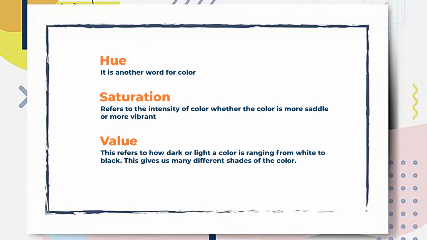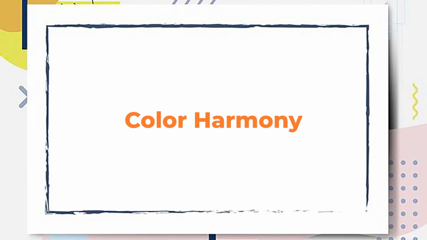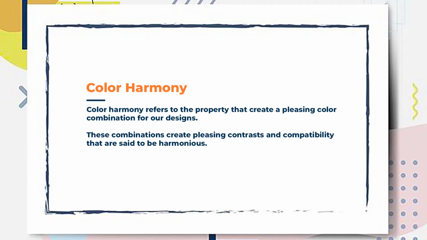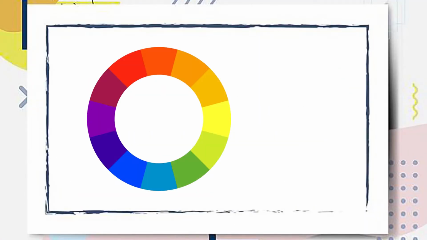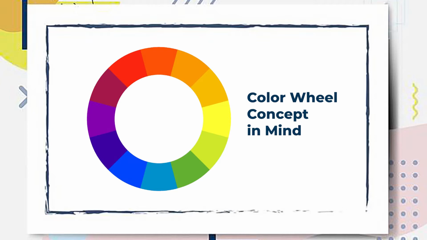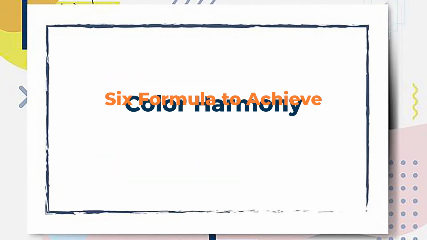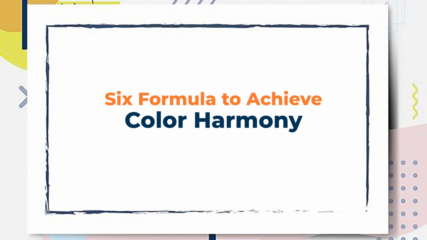To create a beautiful color palette for your artwork, we need to consider the word color harmony. Color harmony refers to the properties that create a pleasing color combination for our designs. This combination creates pleasing contrast and compatibility that are said to be harmonious. To create color harmony, we need the color wheel concept in mind. There are 6 formulas to achieve color harmony.